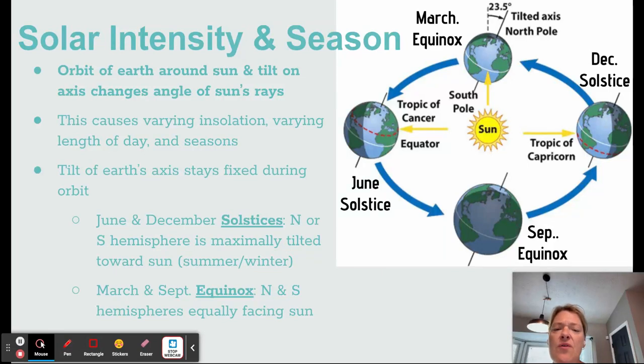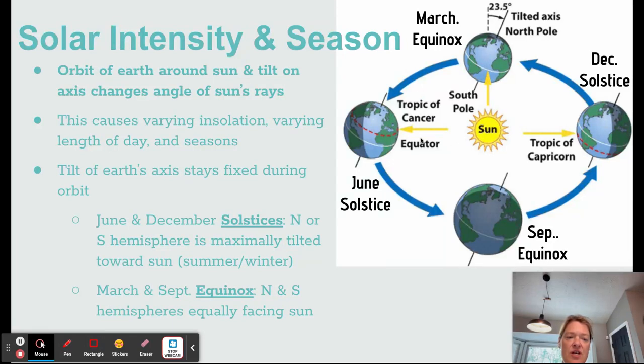All right, and so solar intensity and season. So the orbit of the Earth around the sun and the tilt on the axis changes the angle of sun's rays. So this causes varying insolation. It varies throughout the length of the day and with the seasons. Okay, so you can see basically what that means.